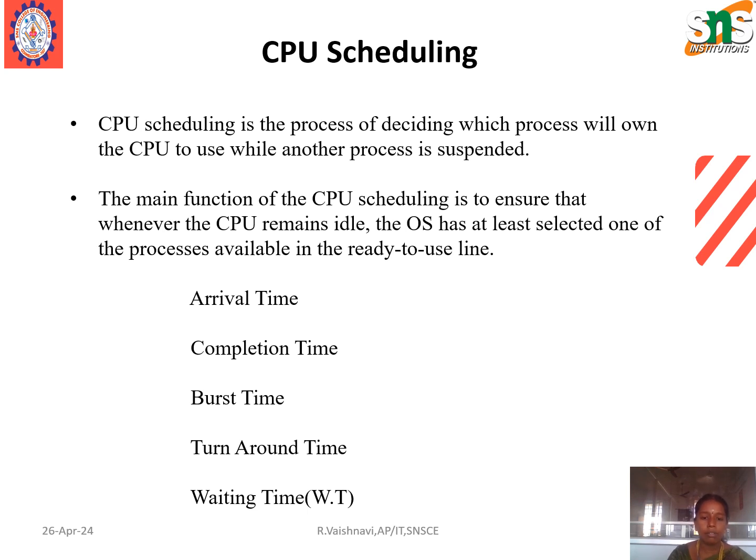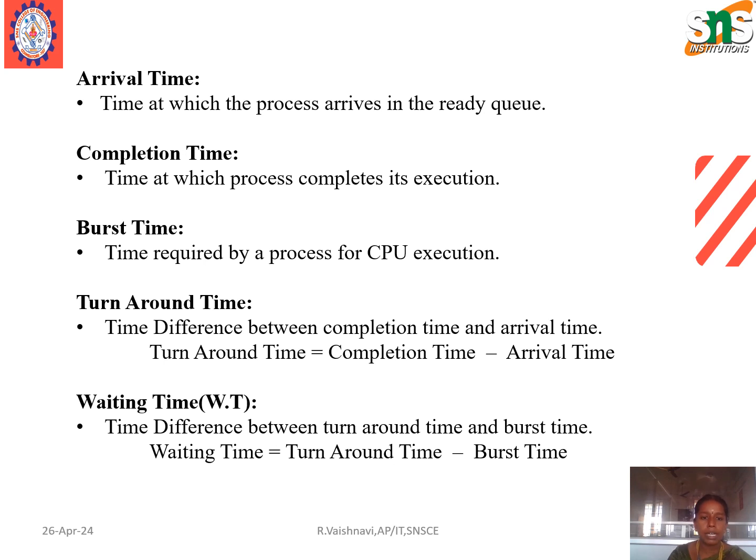We have five times, that is arrival time, completion time, burst time, turnaround time and waiting time. First one, arrival time: the time at which the process arrives in the ready queue. Completion time: the time at which the process completes its execution is called the completion time. Next one, burst time: the time required by the process for CPU execution.